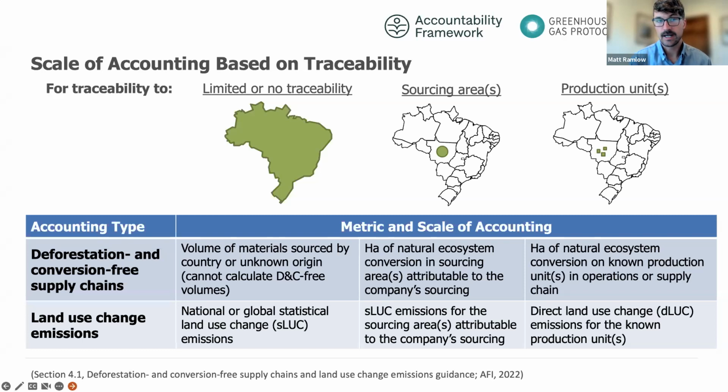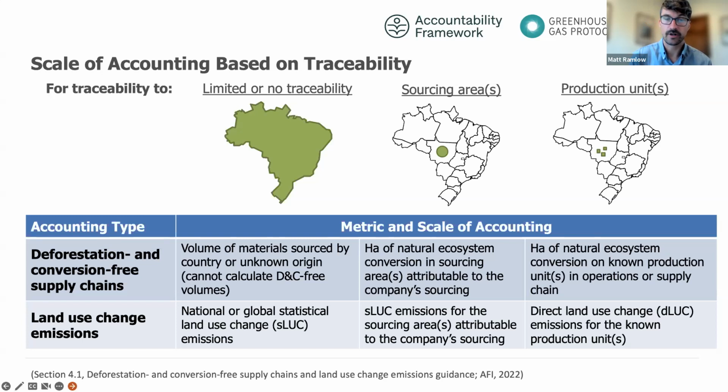To really get into understanding your supply chain, though, companies are encouraged to increase traceability. Many times you may have traceability to a sourcing area, which could be a sourcing radius from a first point of collection or a subnational jurisdiction. When companies have this level of traceability for deforestation conversion-free accounting, they would report on the hectares of natural ecosystem conversion in that sourcing area attributable to the company's sourcing. Similarly, companies can use statistical land use change emissions within that sourcing area, also attributable to the amount of goods that the company is purchasing from that area.